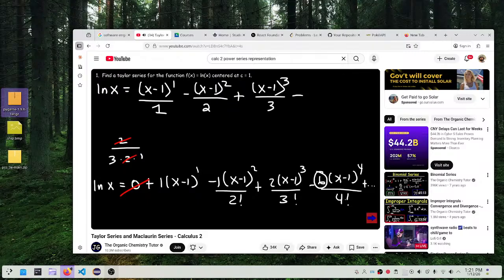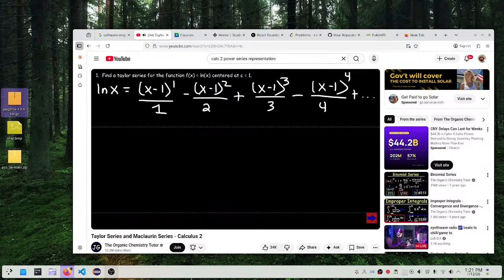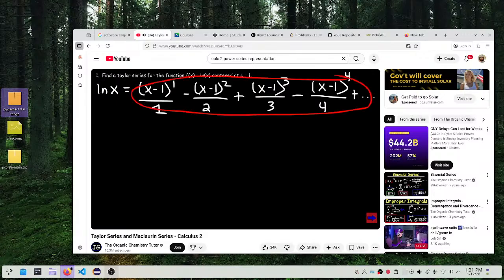Now, 6 divided by 4 factorial. Let's simplify that. 4 factorial is 4 times 3 times 2 times 1. So 6 will cancel with 3 times 2. So this is going to be x minus 1 to the fourth power divided by 4. So now we could see a pattern developing. So how can we write this series using summation notation?